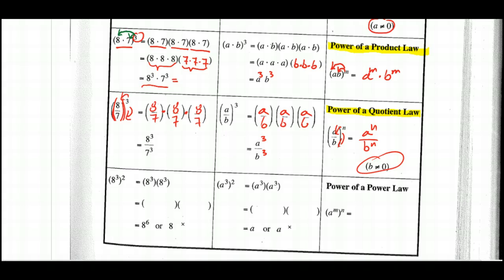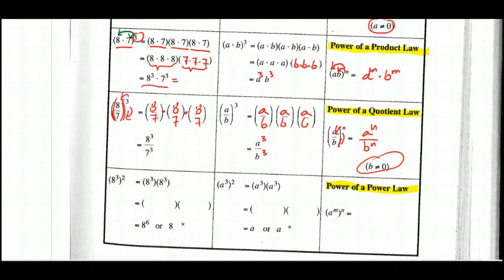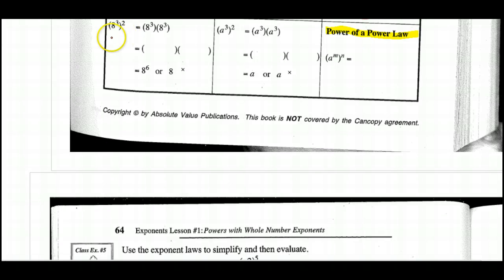Power of a power. This sounds very exciting. Power of a power. So we have a power inside the bracket, and we're raising it to another power. Okay, no problem. Let me scroll. So I have 8 to the power of 3, or 8 cubed, and all of that squared. Notice the brackets here, all of that squared.